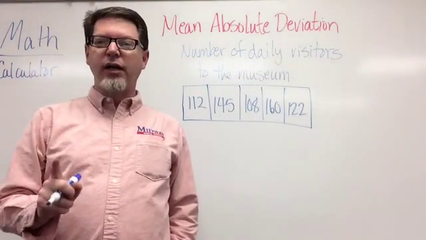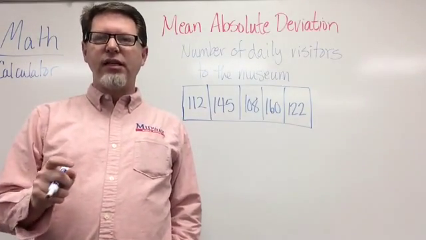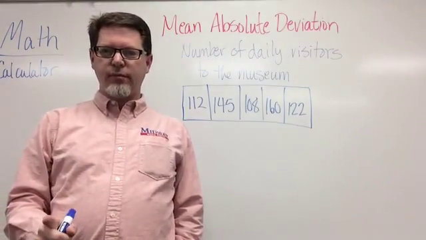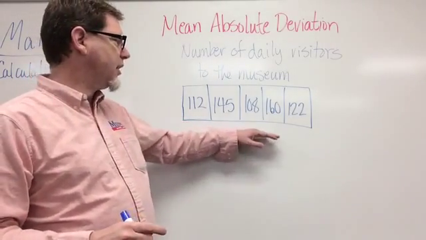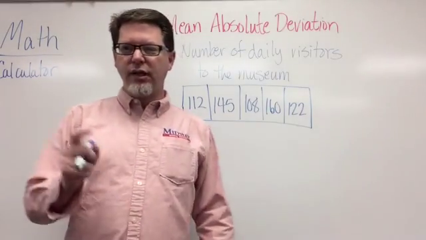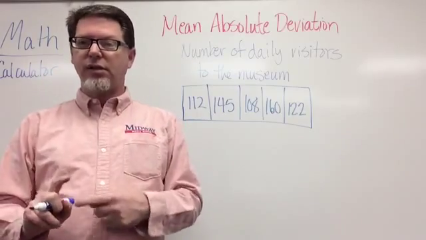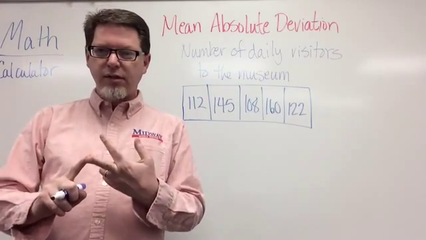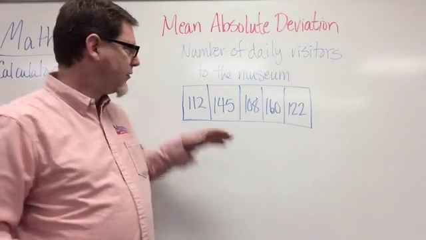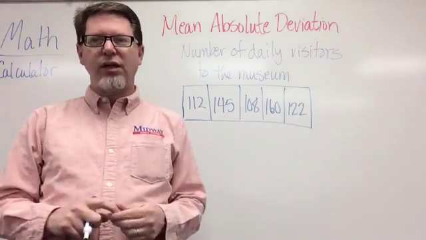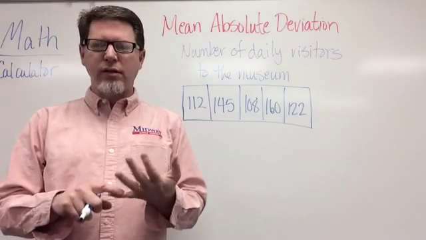For your practice problem, what I'd like for you to do is to find the mean absolute deviation of the number of daily visitors to the museum. Over the last 5 days, they've had 112, 145, 108, 160, and 122 visitors each day. So will you please use the 3 steps and show those 3 steps? Find the mean, find the absolute deviation, and then third, find the mean absolute deviation of these 5 numbers. You'll probably have to round to the nearest hundredth on these. So please round to the nearest hundredth.